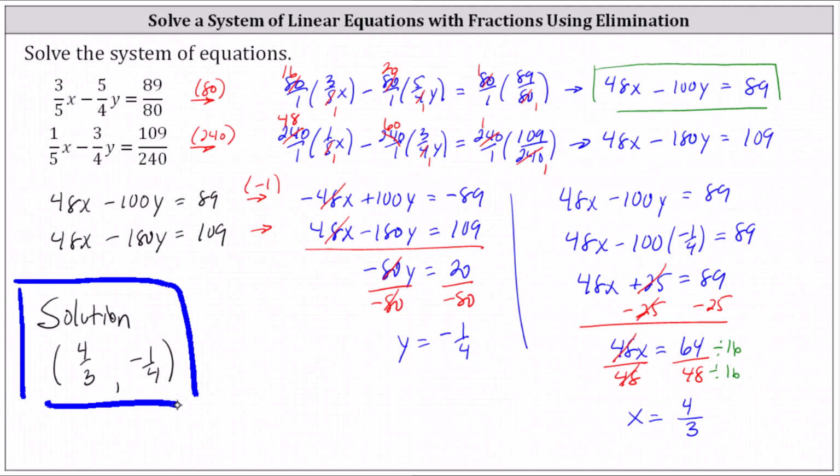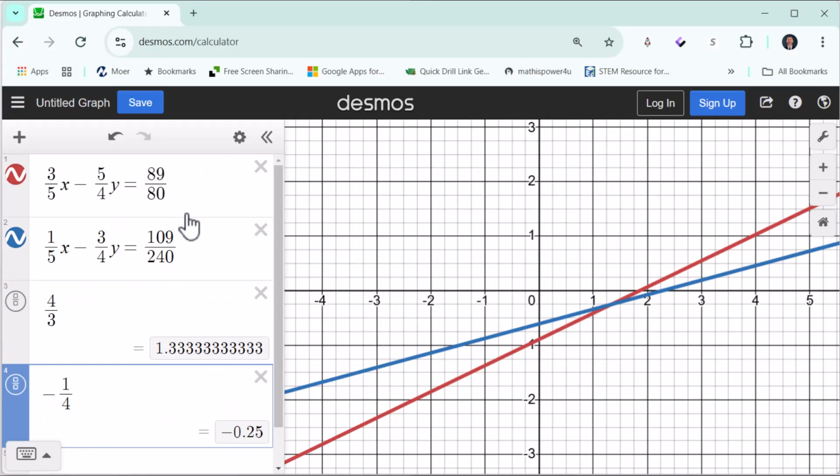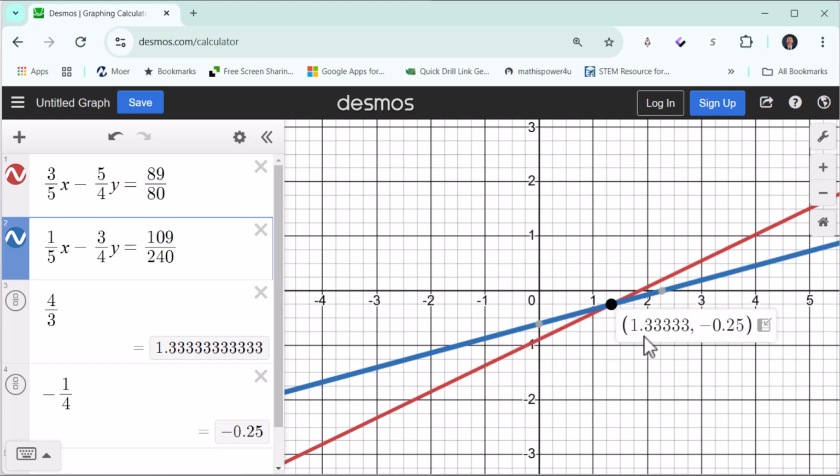Before we go, let's verify this graphically using Desmos. To do this, we enter the original equations in Desmos and analyze the graph. We've already entered the equations here on the left. Analyzing the graph, we click on the point of intersection and notice how Desmos is only giving us decimal values for x and y. To check the solution, notice 4 divided by 3 is 1.3 repeating, and negative 0.25 is negative 1/4. Verifying the solution of 4/3, comma, negative 1/4 is correct.